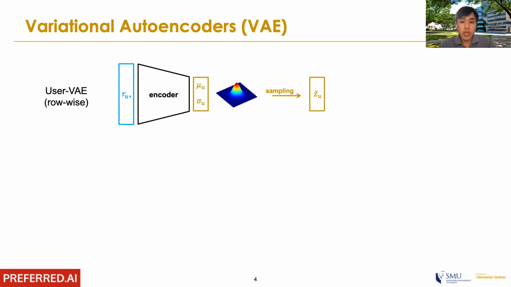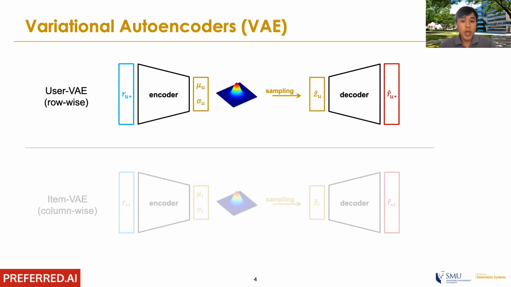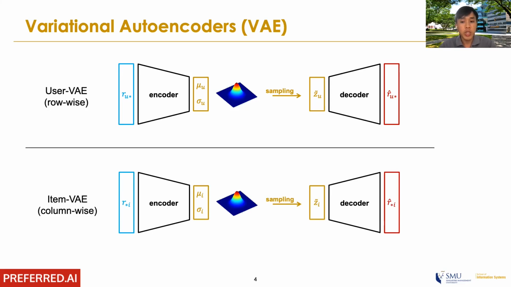The representation is a compressed form of the input, and it can be used by a decoder to reconstruct the input. In the context of collaborative filtering, it will also try to reconstruct the missing values, which allows us to provide recommendations. Similarly, we can have the second variant, which is the item VAE, where now each input is a column in the interaction matrix that we saw earlier.